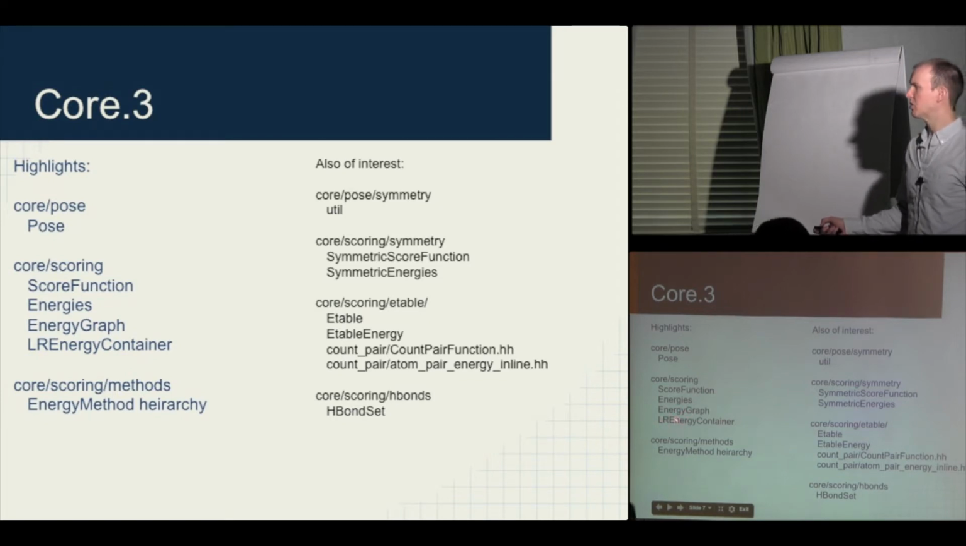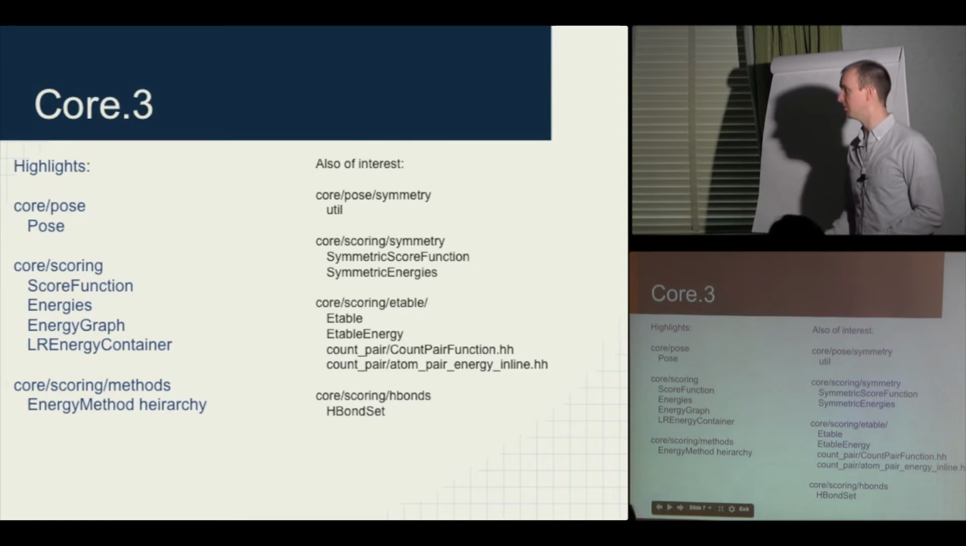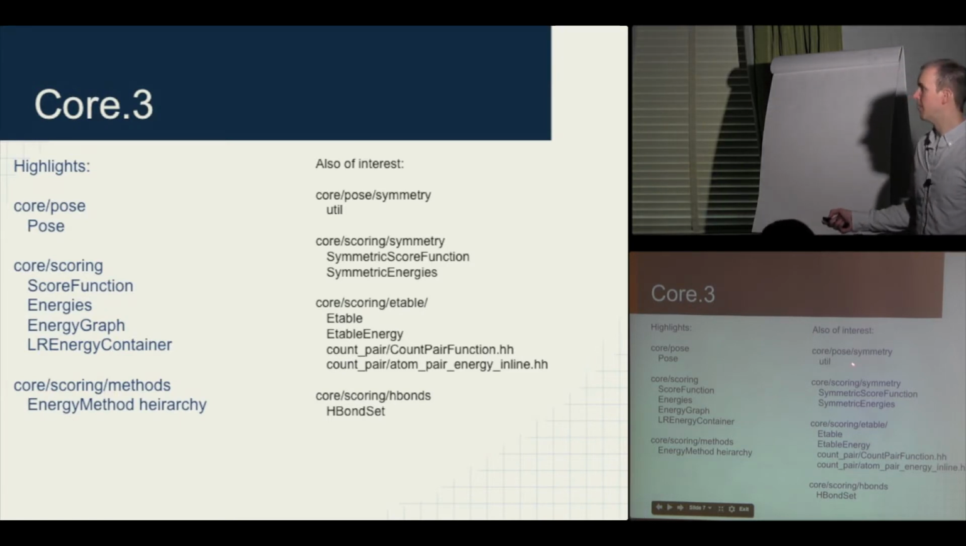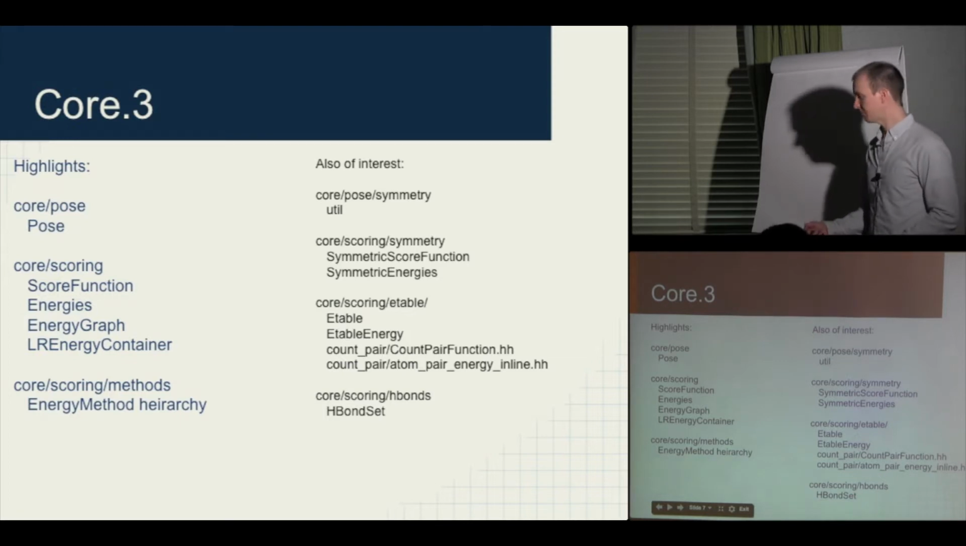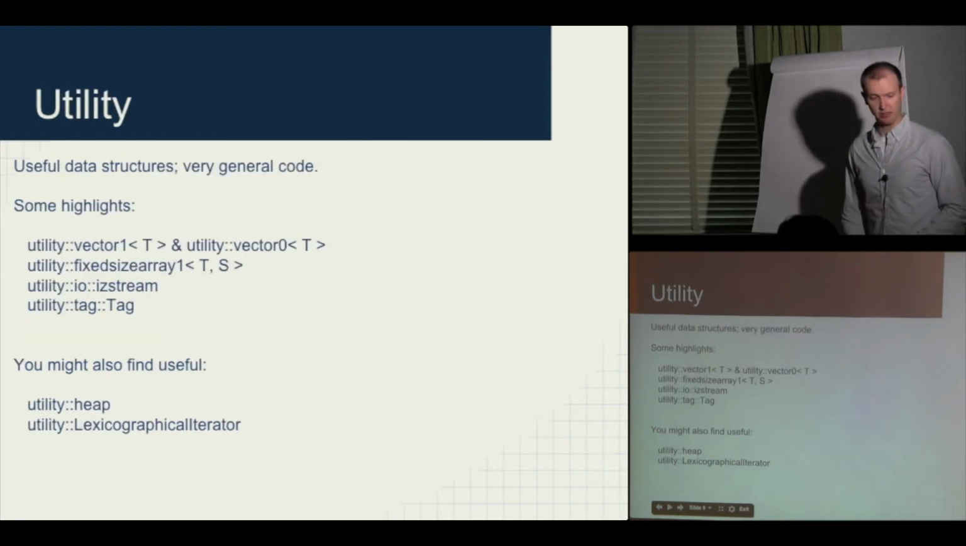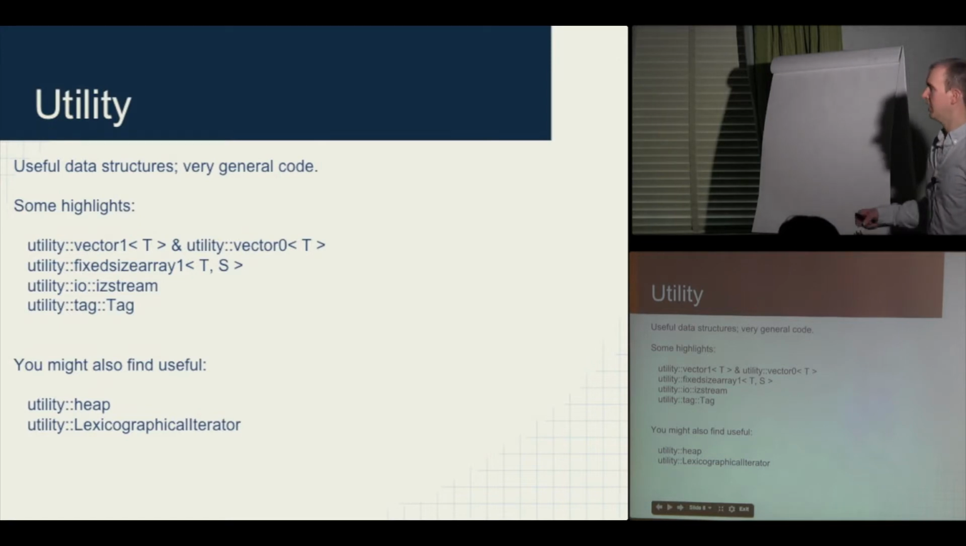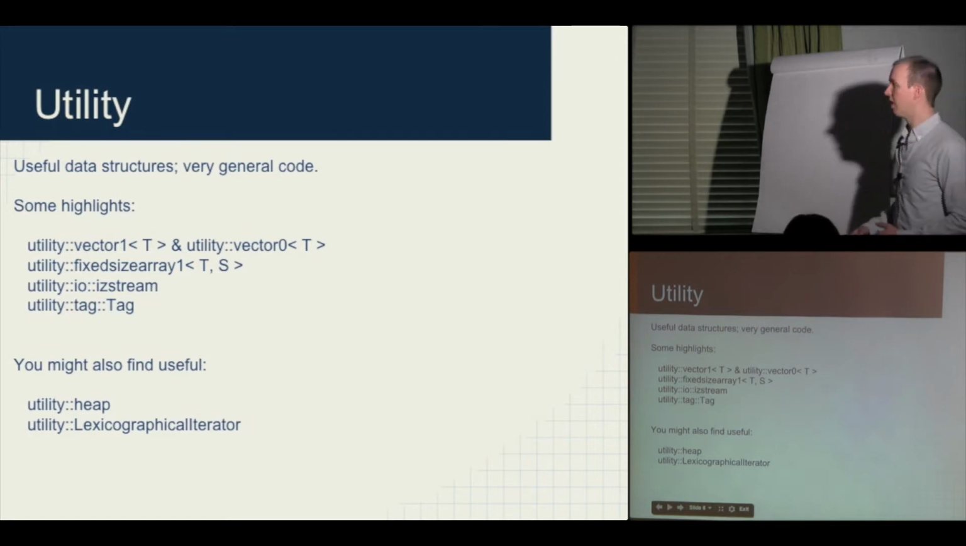And then there's this long-range energy container, which is also contained, or a set of these are contained, in the energies object. In particular, these things relate to the energy method hierarchy, which I'll talk about in a little bit of detail. You might also find some of these classes to be useful or interesting. So let's get started with utility. This is at the very top of the library hierarchy, so it's got very generic stuff, and lots of things depend on utility.